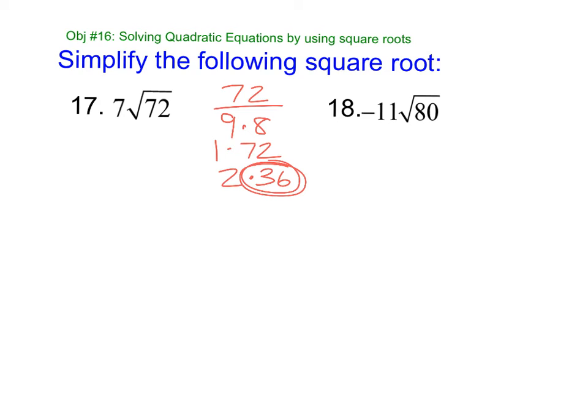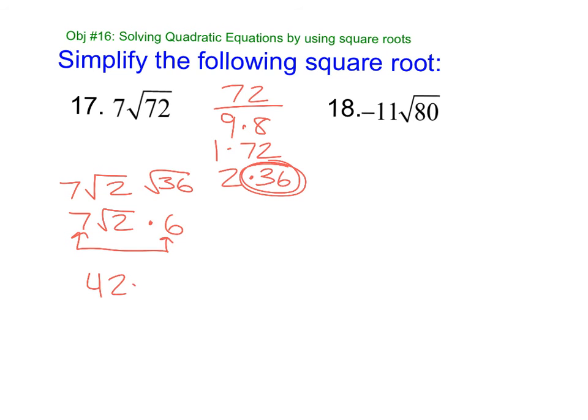36 goes into 72. So this is 7 root 2 root 36. We don't know the square root of 2, but we know the square root of 36 is 6. And then these are all being multiplied, so we're going to multiply the 7 and the 6. So 42 root 2. All right, last one.